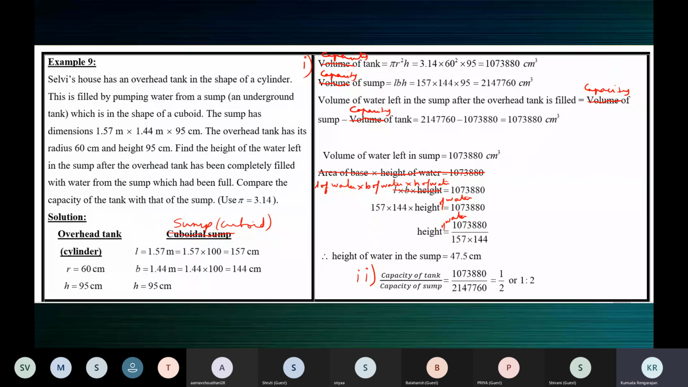In that sense, you can write capacity of the tank. That is the full volume of the tank. Capacity of the sump. You can make those changes which I've made now instead of volume.